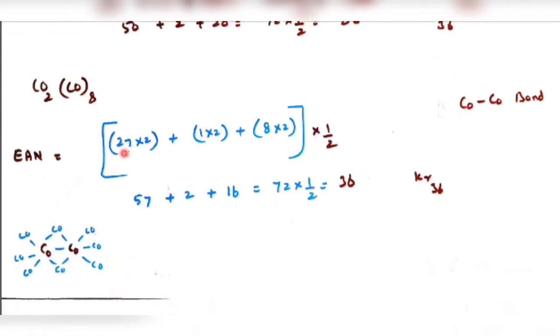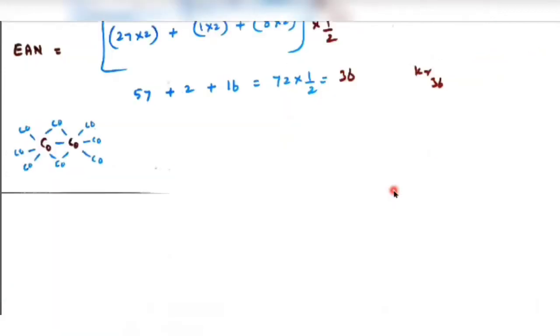So 27 is the atomic number. The number of the central metal electrons is 2, 54. Plus the bond between metal and metal is only one bond donating 2 electrons, a sigma bond. So into 1 into 2, plus 2. Here there are 8 ligands, each one a unidentate ligand, multiplied by 2, 16. So 72 into 1 by 2 equals 36. Krypton 36, it obeys the EAN rule.